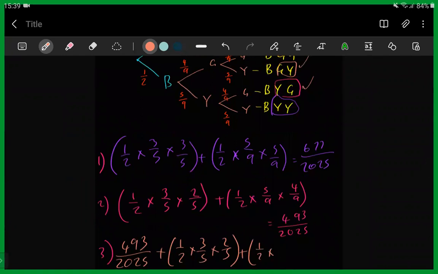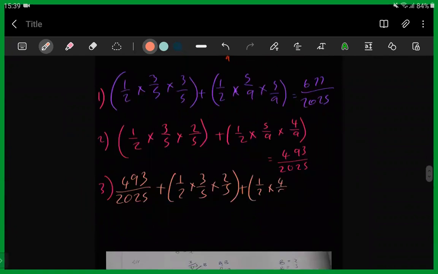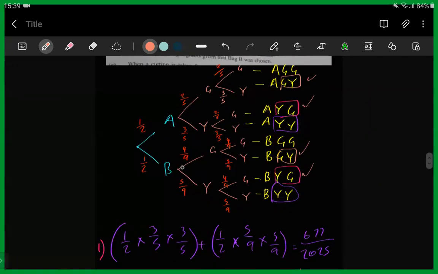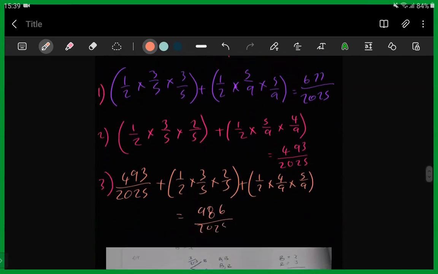Then you have to add the other one down here, a half, and then you have 4/9, and then you're gonna have 5/9. So all this added up. Okay. So I got 986 over 2025. Yeah, that's fine.